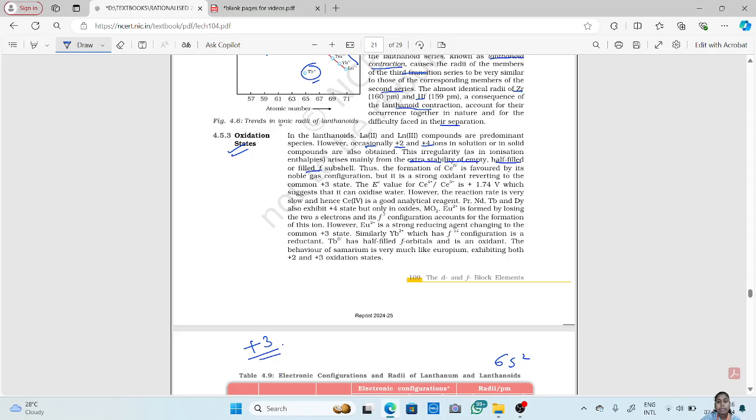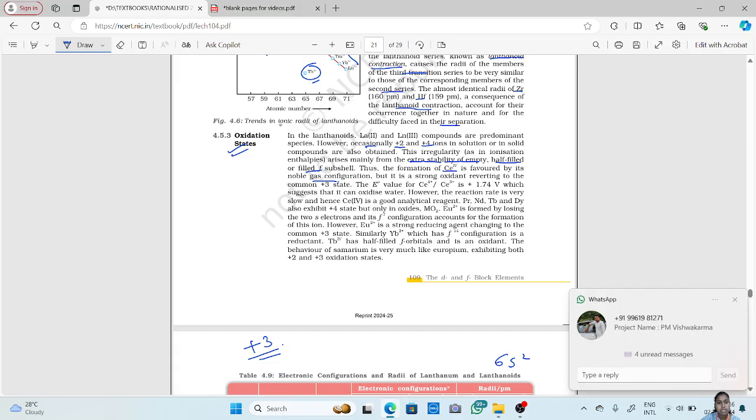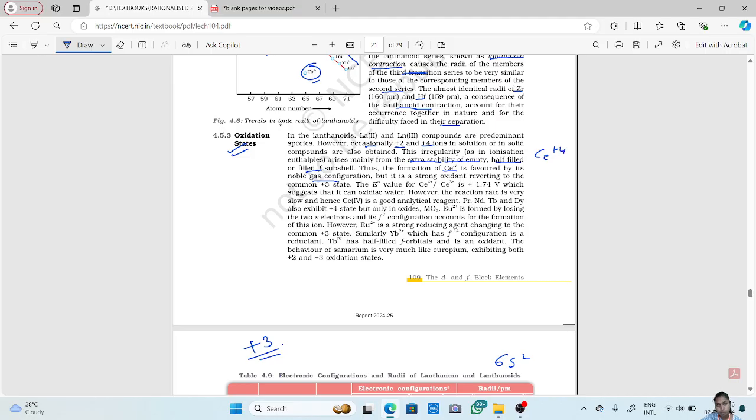Now, cerium is favored by its noble gas configuration. Cerium has a noble gas configuration, but it is a strong oxidant reverting to the common +3 state. So cerium +4 shows a noble gas configuration, but it is a strong oxidizing agent as it can be converted to Ce3+, which is its common oxidation state.